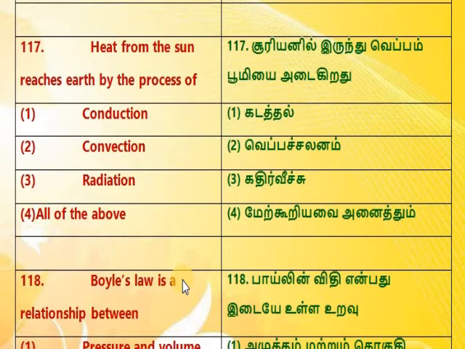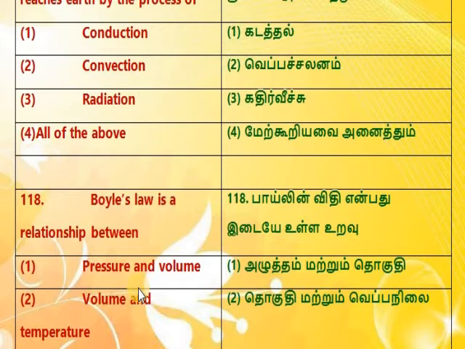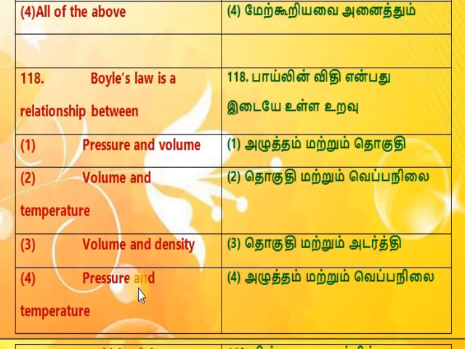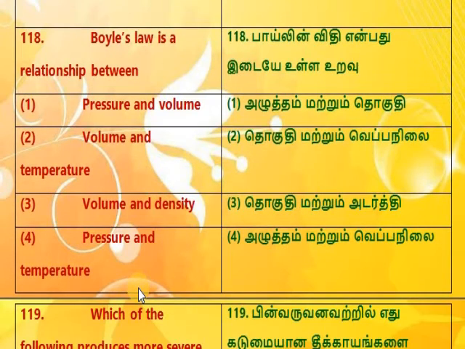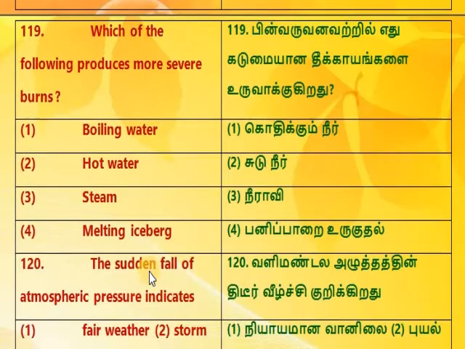117. Heat from the sun reaches earth by the process of: 1. Conduction, 2. Convection, 3. Radiation, 4. All of the above. 118. Boyle's law is a relationship between: 1. Pressure and volume, 2. Volume and temperature, 3. Volume and density, 4. Pressure and temperature.